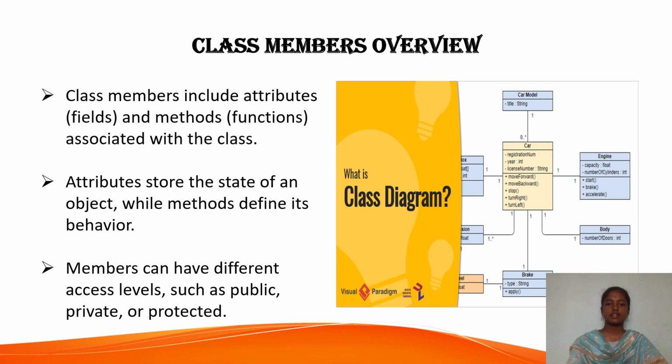Coming to the class members overview, class members include attributes and methods associated with the class. Attributes store the state of an object while methods define its behavior. Members can have different access levels such as public, private or protected. Here, what is a class diagram? Here I mentioned the class diagram of a car.